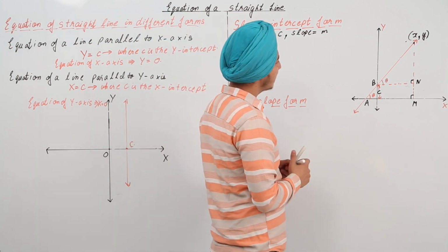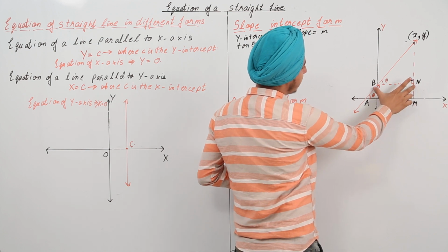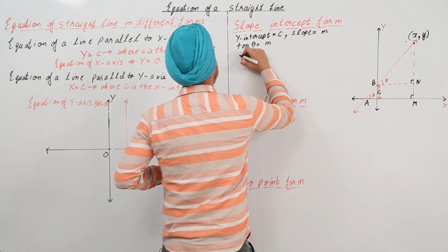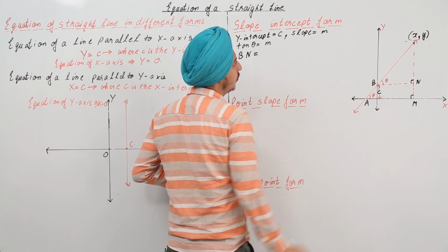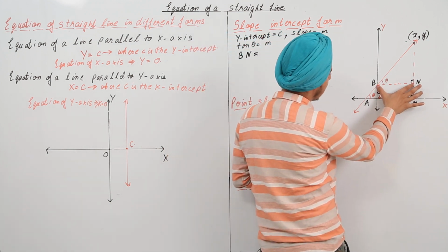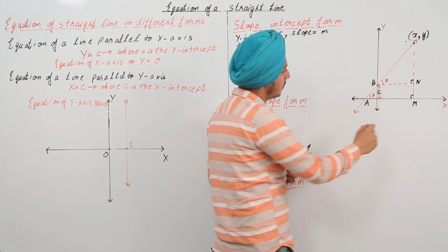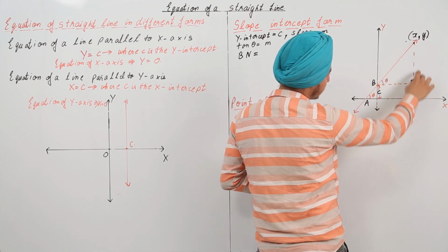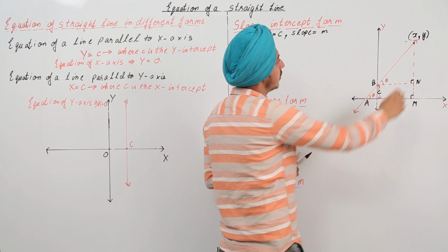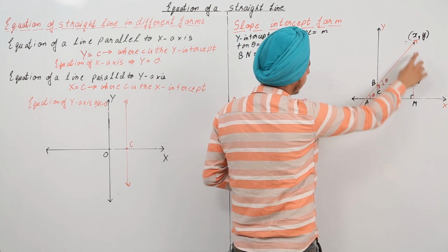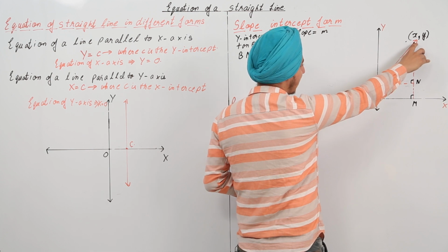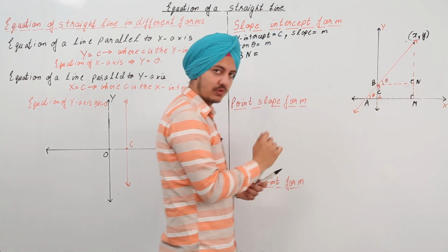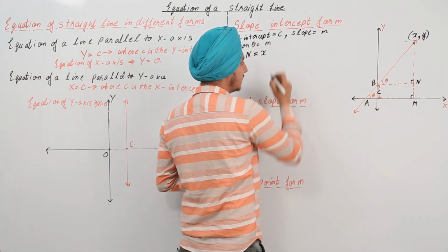First of all, we find the value of this BN. If you see, this distance BN is equal to x. Why? Because this is a straight line and this point is x comma y. So its x coordinate is x and the y coordinate is y. If the x coordinate of this point is x, the x coordinate of this point is also going to be x. So this line's length will also be x, right? So BN is equal to x, okay?